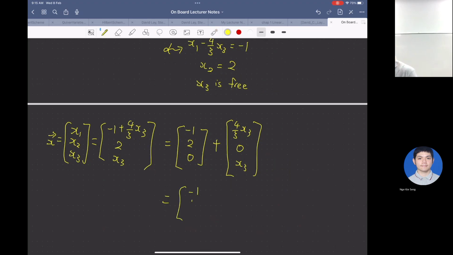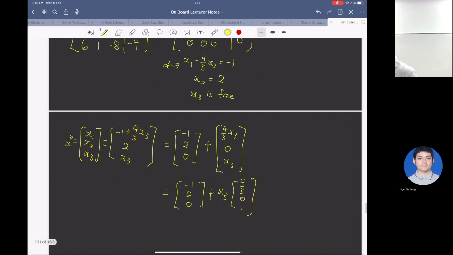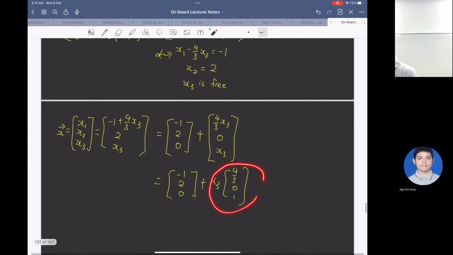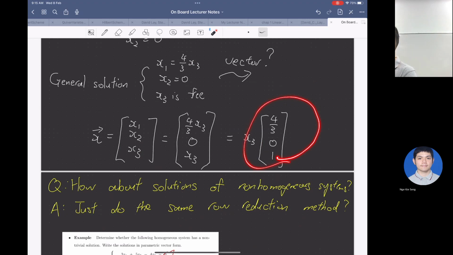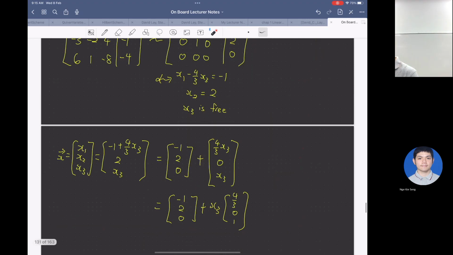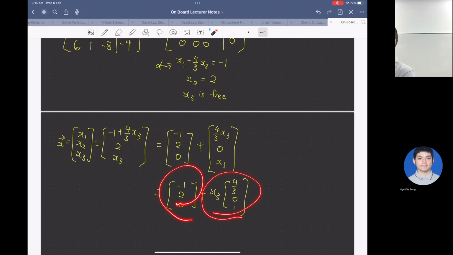So what I get is (-1, 2, 0) plus x3 (4/3, 0, 1). You should realize that this is the solution we got for the homogeneous equation just now, right? So this is the homogeneous equation plus an extra bit, a constant bit.